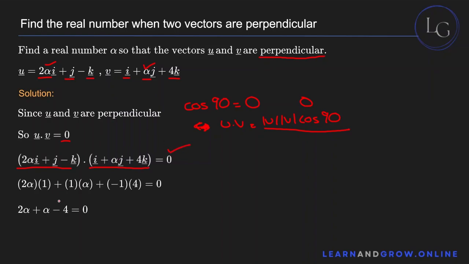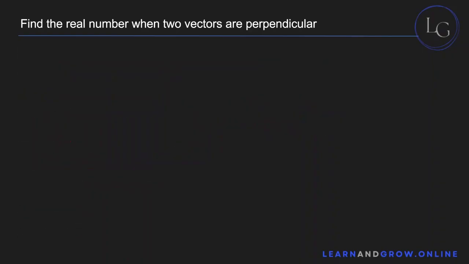And once you take the dot product, you find out that 3 alpha minus 4 is equal to 0, which means that 3 alpha is equal to 4. And so once you take this 3 to the denominator on the right hand side, alpha turns out to be 4 over 3. That's really how simple this question is. You just have to look for particular clues, which in this case is the perpendicular nature of u and v.